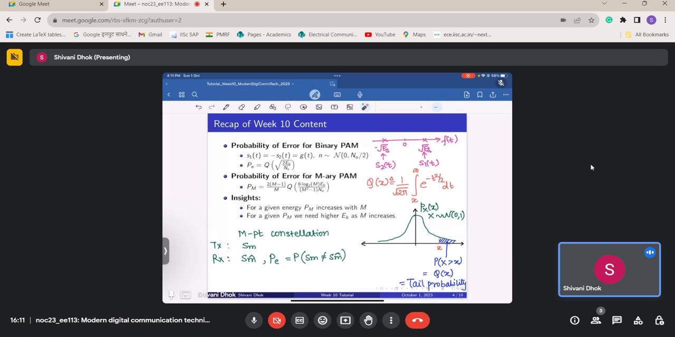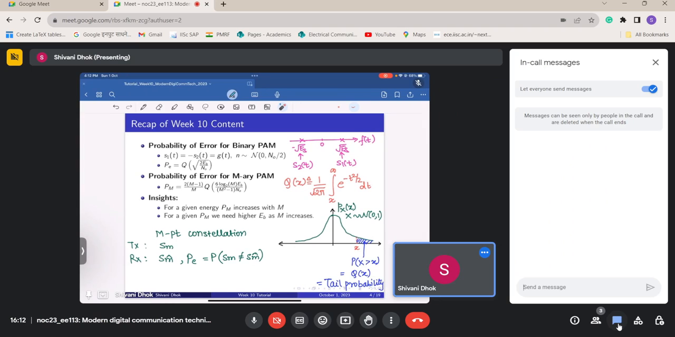I'll request you to just tell me if I'm audible and my screen is visible properly. Just a quick feedback in the chat box will be fine. Am I audible?